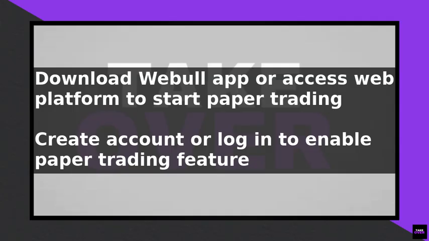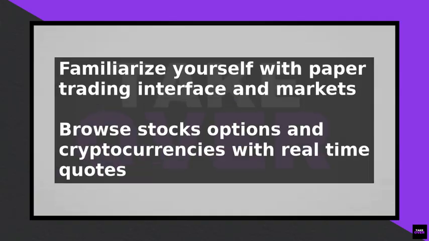To start paper trading on Webull, first download and install the Webull app on your mobile device or access it through the web platform. Create an account or log in if you already have one. Navigate to the menu and select Paper Trading. Then enable the paper trading feature. You will be given a virtual balance of $100,000 to start with.